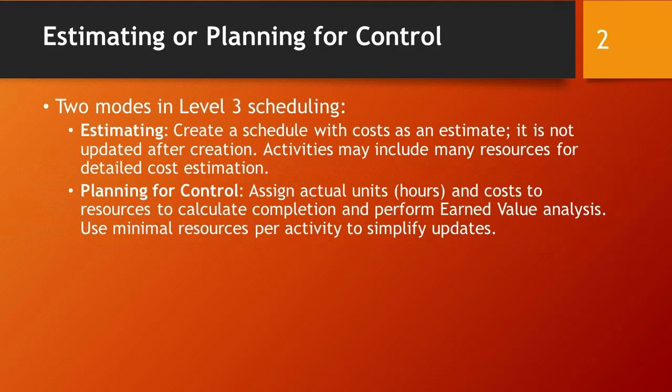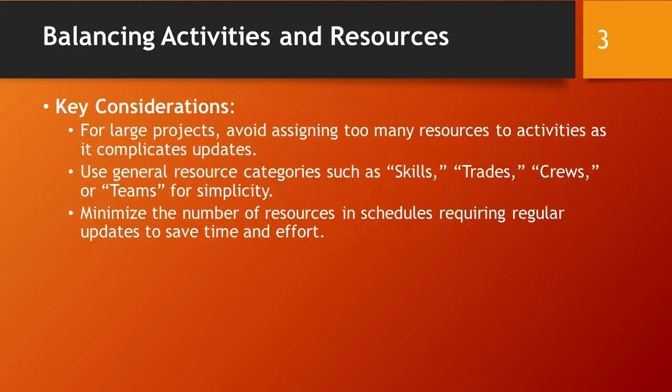Level 3 scheduling involves two modes: estimating and planning for control. In the estimating mode, you create a schedule with costs as an estimate, and it is not updated after creation. Activities may include many resources for detailed cost estimation. In the planning for control mode, you assign actual units, such as hours and costs, to resources to calculate completion and perform earned value analysis. It's advisable to use minimal resources per activity to simplify updates.